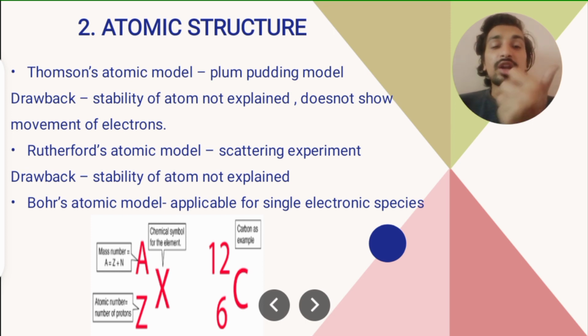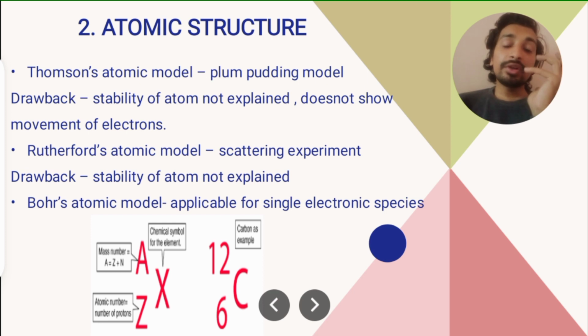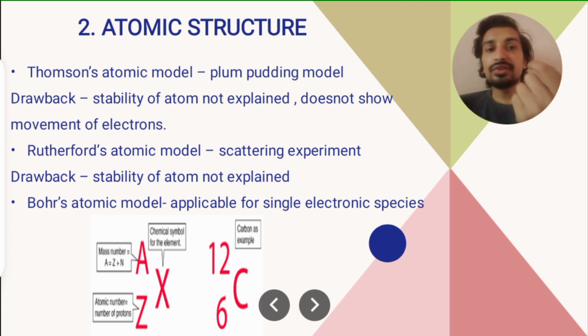And then you have atomic structure. This is another very interesting chapter. How does an atom look? Initially we didn't have this. It's very difficult to see an atom, right? So people used to imagine how an atom looks. Different people came and gave different models of the atom.